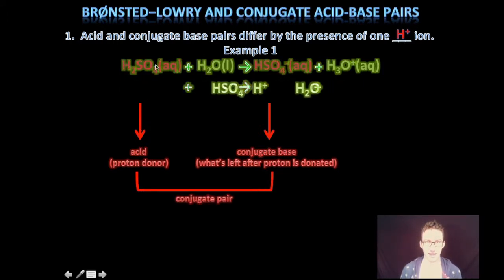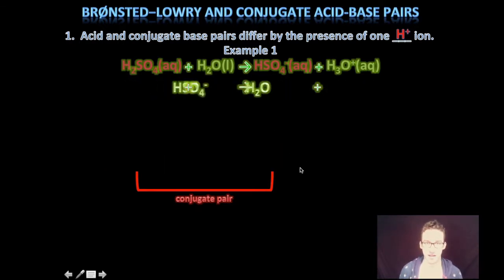sulfuric acid. This would be identified as a Bronsted-Lowry acid or a proton donor. Its conjugate base pair is going to be the hydrogen sulfate ion. In other words, it's the thing that's left after the sulfuric acid has donated its proton.